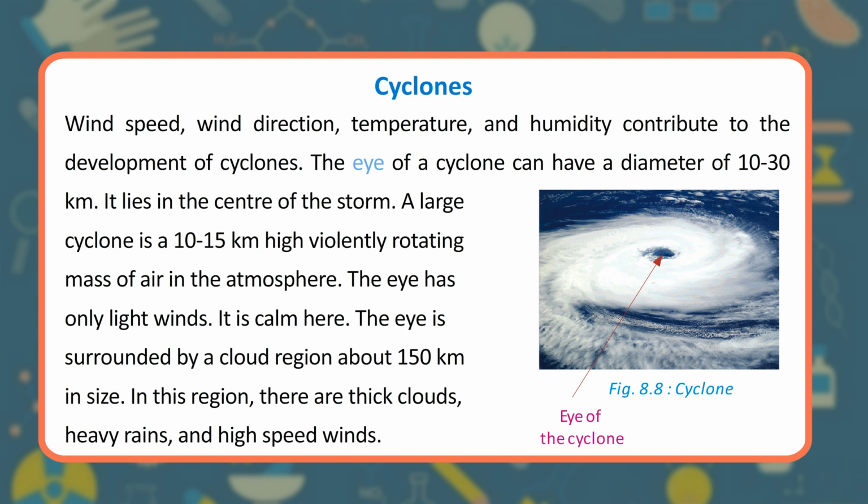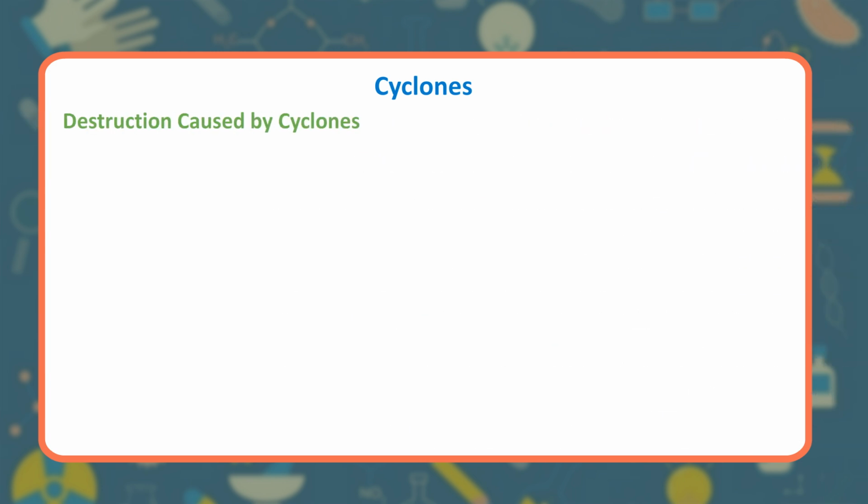The eye of a cyclone can have a diameter of 10 to 30 kilometers. It lies in the center of the storm. A large cyclone is a 10 to 15 kilometers high violently rotating mass of air in the atmosphere. The eye has only light winds. It is calm here. The eye is surrounded by a cloud region about 150 kilometers in size. In this region, there are thick clouds, heavy rains, and high-speed winds.